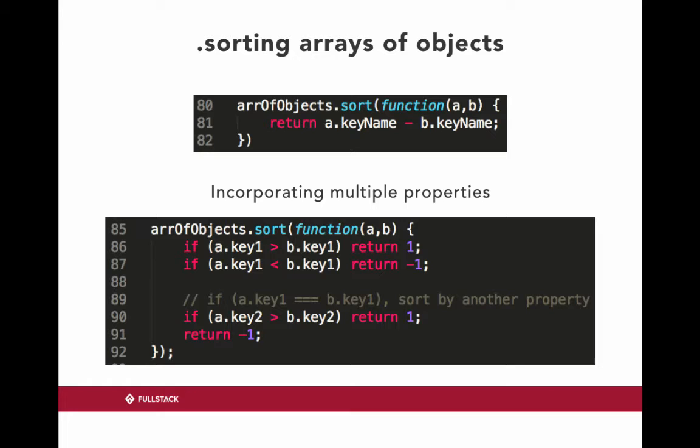Let's say I'm sorting in ascending order alphabetically or numerically. If A.key1 is greater than B.key1, I want them the other way around. So I'm just returning any number that's positive. And the reason I explicitly return -1 here is because I don't want to sort by key2 unless key1 is the same. So I have to check both of these cases.